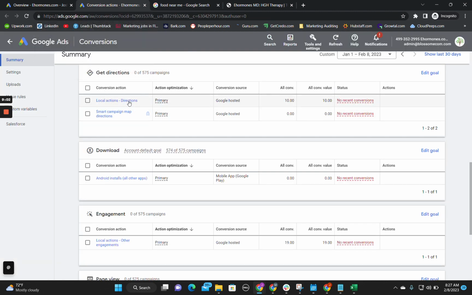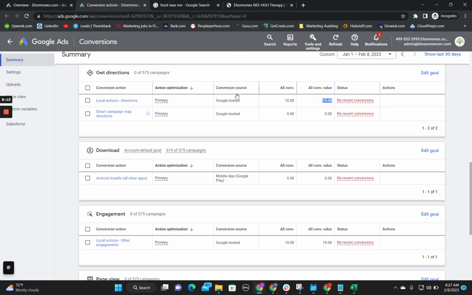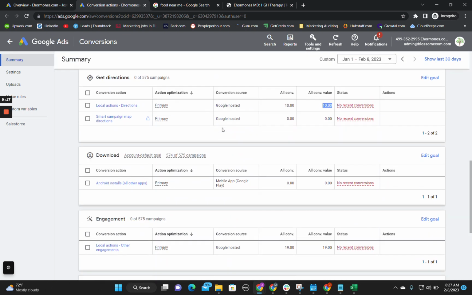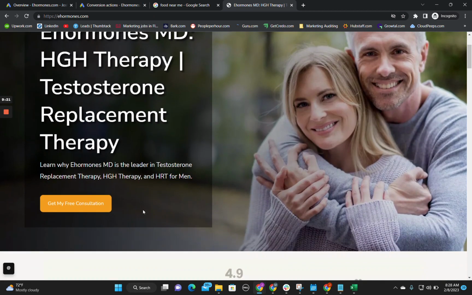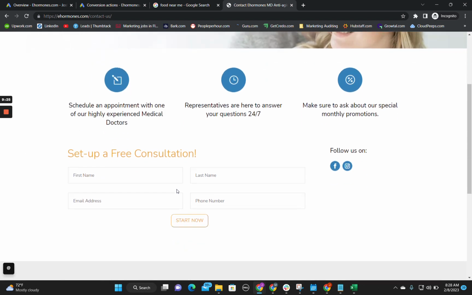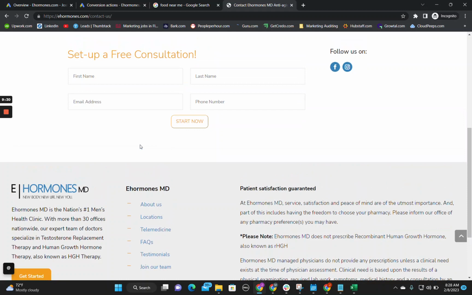So local actions, directions, they assigned the conversion value of 1. So maybe they really, really want someone at their office, and that's important because if they're saying that this has a higher conversion value of 1 versus a submit lead form or phone call, which we're getting a lot on, it could really play a role in our activities here. So we're going to click on Get Free Consultation just to see what their funnel looks like. It looks like their funnel is a lead form. It doesn't really look like, and this is just off of me guessing.